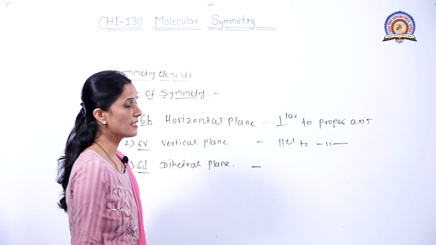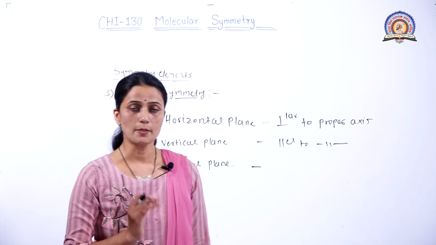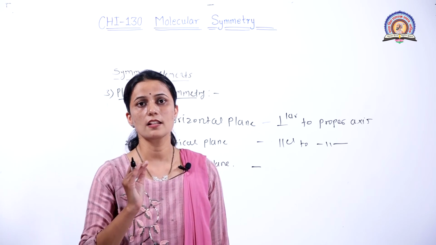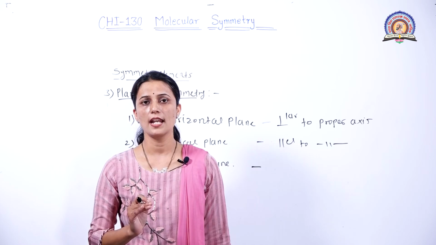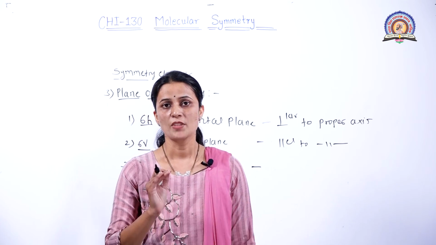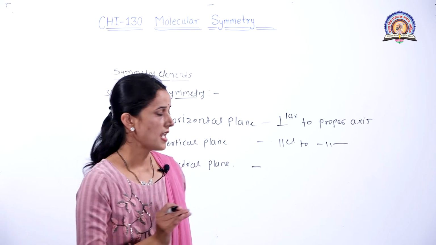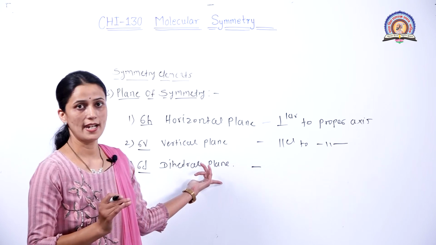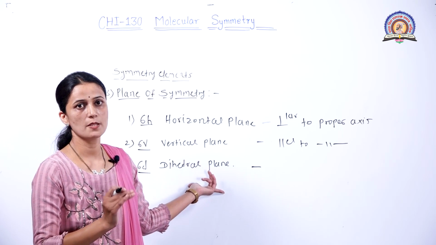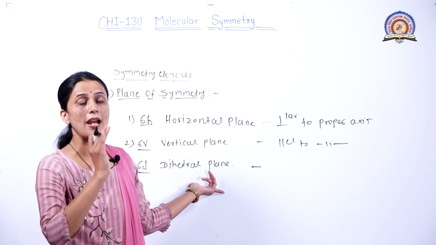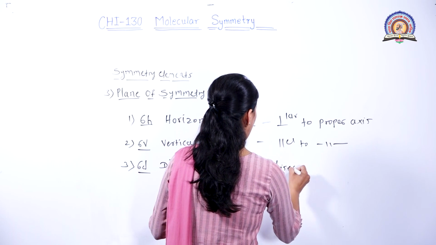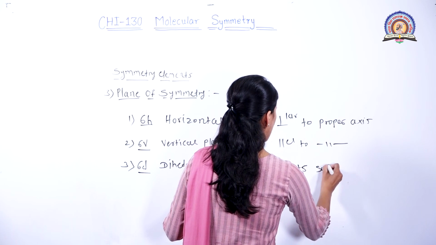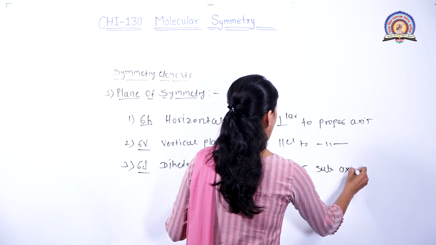And the last one is dihedral plane, an imaginary plane which bisects the subsidiary axis. Now the question is, what is meant by subsidiary axis? The subsidiary axis is nothing but the secondary axis. I will show you later. So dihedral plane, an imaginary plane which bisects the subsidiary axis.